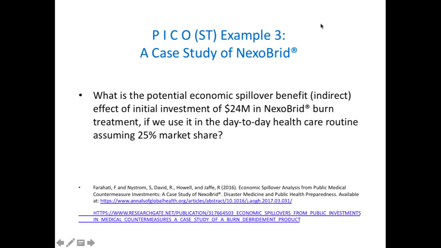The third example of the PICO is a case study of Nexobrid, which is a burn treatment product. So what is the potential economic spillover benefit? Means that indirect benefit of the effect of initial investment of $24 million in Nexobrid, which is a burn treatment product, if we use it in the day-to-day healthcare routine, assuming 25% market share. So this means that this product is invested by public for $24 million.